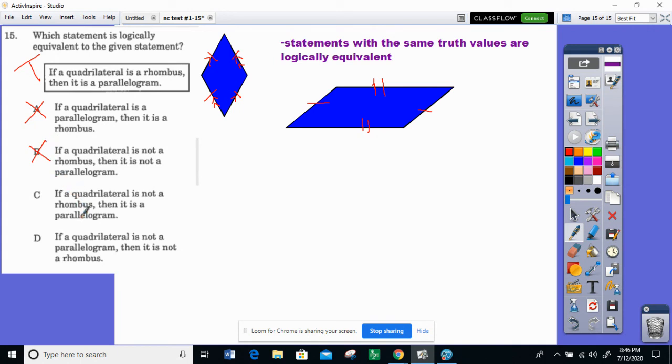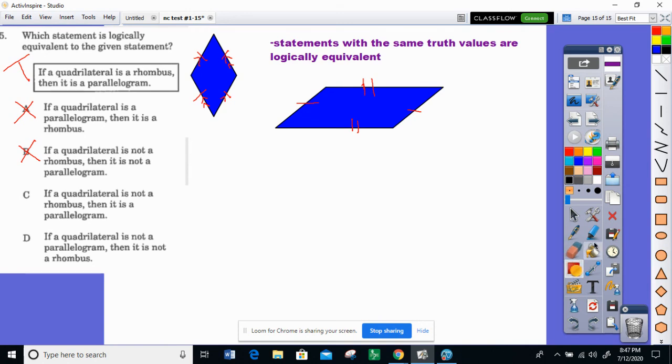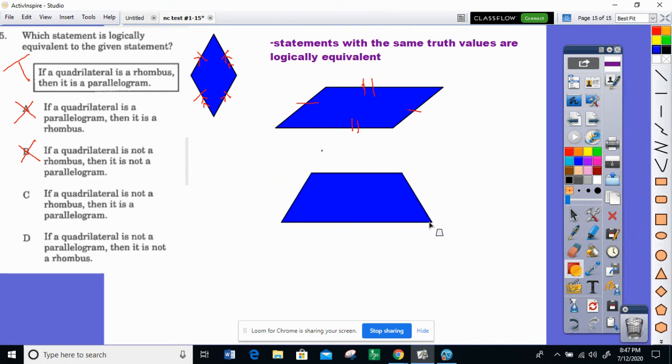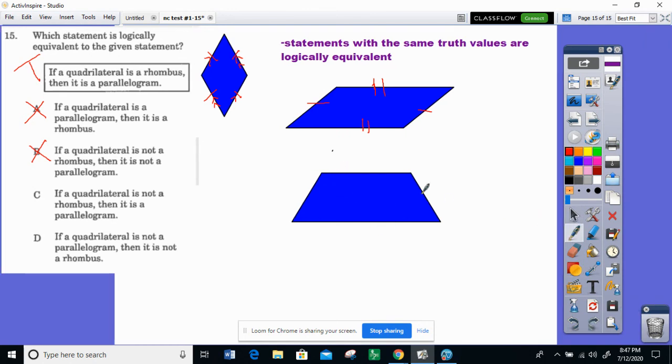C, if a quadrilateral is not a rhombus, then it is a parallelogram. So this picture might tempt you into thinking that C is true, but let's see. Let's just freehand. Or actually, let's make a trapezoid. Okay, is this quadrilateral a rhombus? No. So the hypothesis for part C is met. But is it a parallelogram? Also no. So that goes against part C. So hopefully D is right.